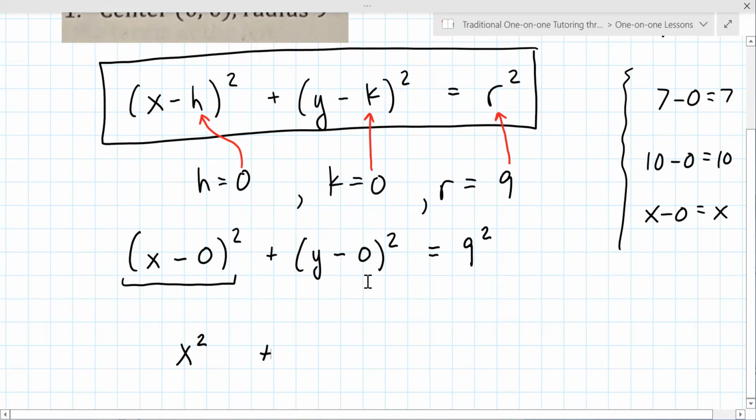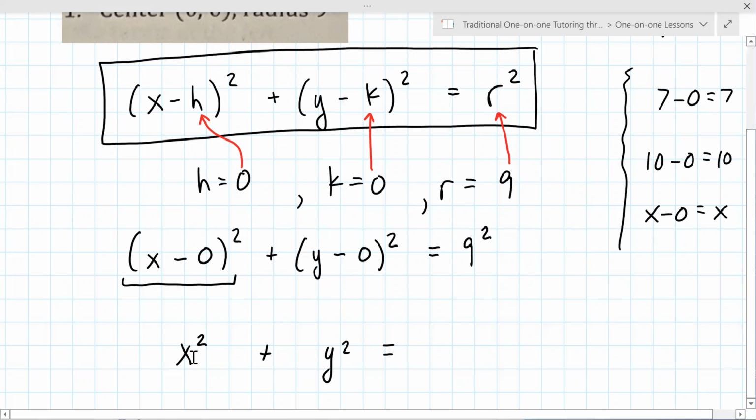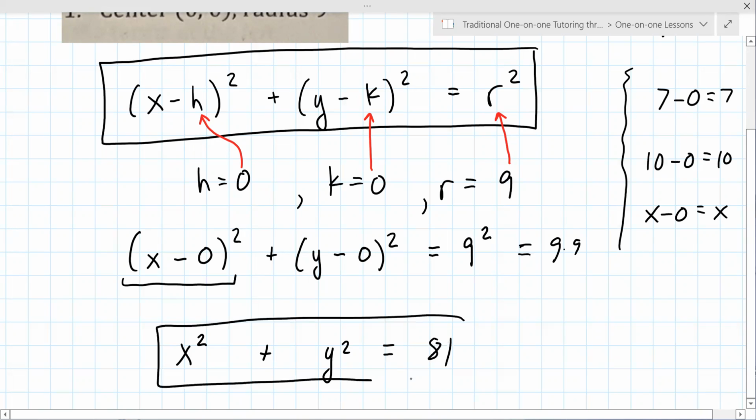Now, can you tell me what y minus 0 squared is? It's y squared. Good. There's no space for me to write x squared, so is it fine just to put that down? You've got to write x squared. And then lastly, what is 9 squared? What is 9 to the power of 2? Yes, that is 81. So this is your final answer.